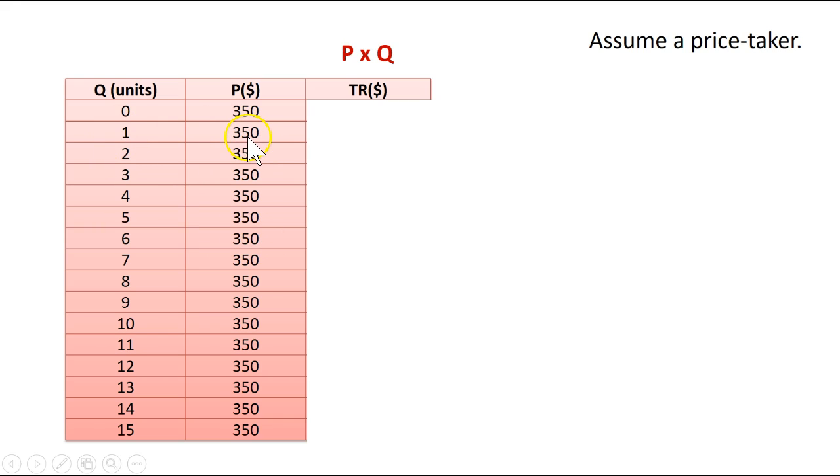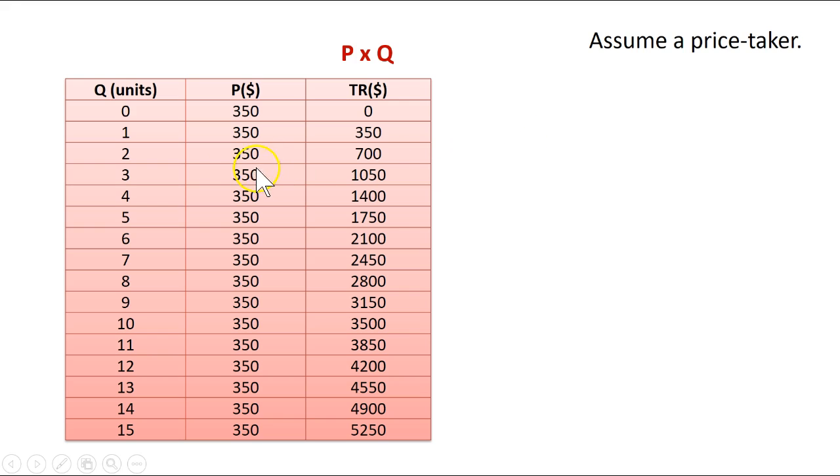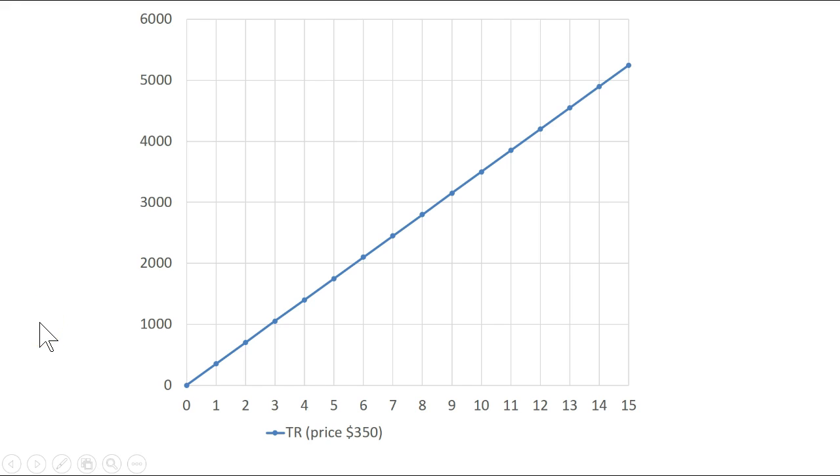At the price of $350, it produces and sells 1 unit. That would be total revenue of $350, and so on. If it produces and sells 2, it sells them at $350, that's $700 revenue, and so on. As we can see, the total revenue rises as the amount produced and sold increases. So if we graph it, we see we've got this straight line for a total revenue curve. Total revenue increases in a linear fashion.